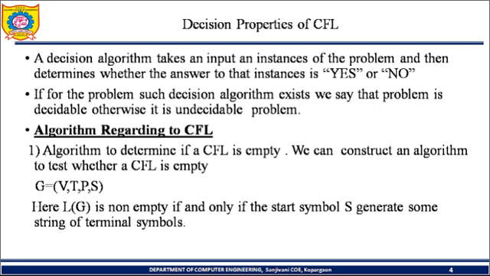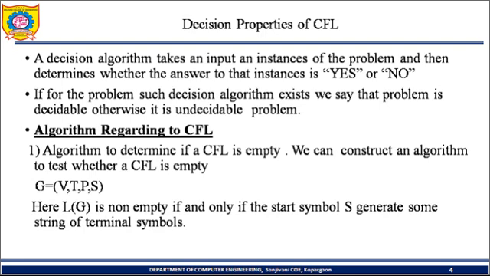If for a problem such a decision algorithm exists, then that particular problem is called a decidable problem. Otherwise, it is called an undecidable problem. If a decision algorithm exists, then we can say that it's a decidable problem. Otherwise, we are going to say that it's an undecidable problem.